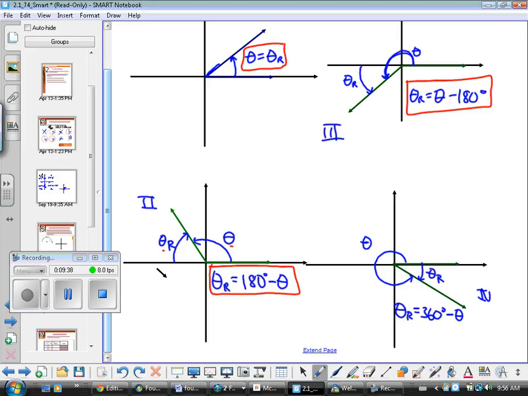So that's basically reference angles. And the last thing that we look at is the special right triangles.